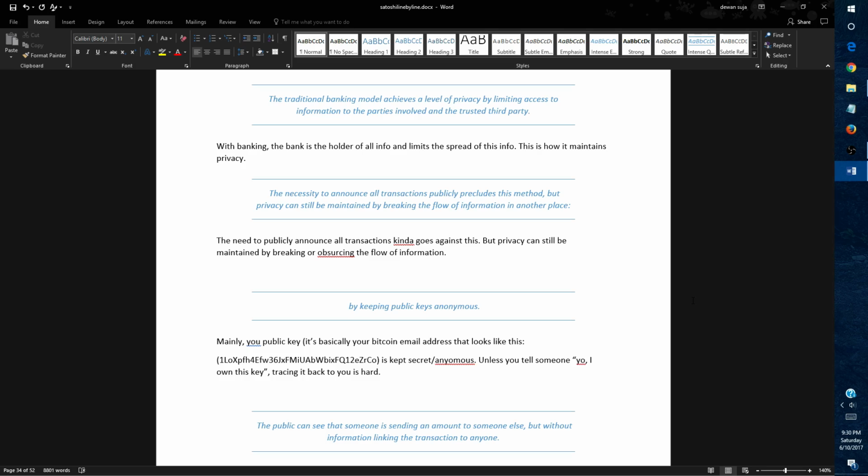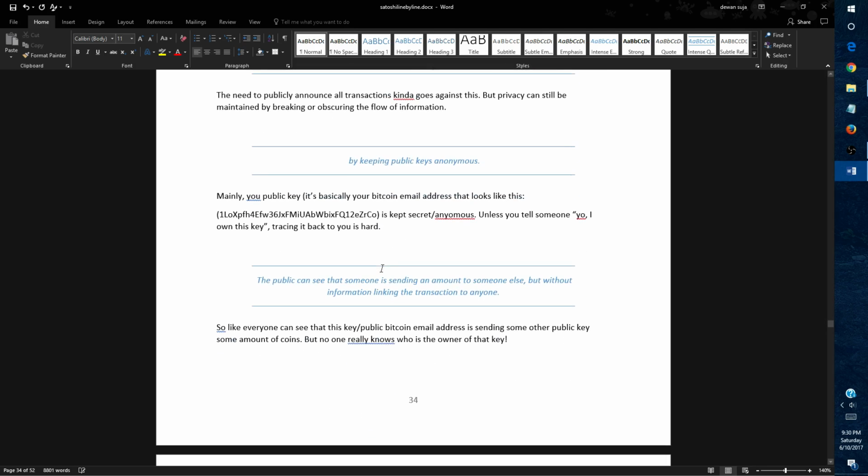So the need to publicly announce all transactions kind of goes against this, but privacy can still be maintained by breaking or obscuring the flow of information. So, by keeping public keys anonymous. Mainly the way you do this is by keeping your public key.